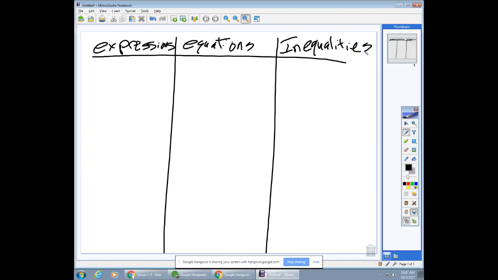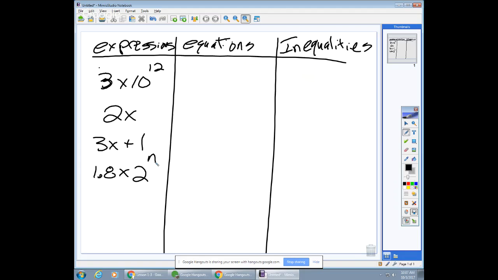So expressions are things like 3 times 10 to the 12th power. That's an expression, even if it doesn't have variables in it. Things like 2 times x, 3x plus 1, 1.8 times 2 to the power n, x squared plus x over 2x plus x plus 1. Those are all expressions. They have numbers and variables and other symbols, but there's no equal signs, there's no inequalities.